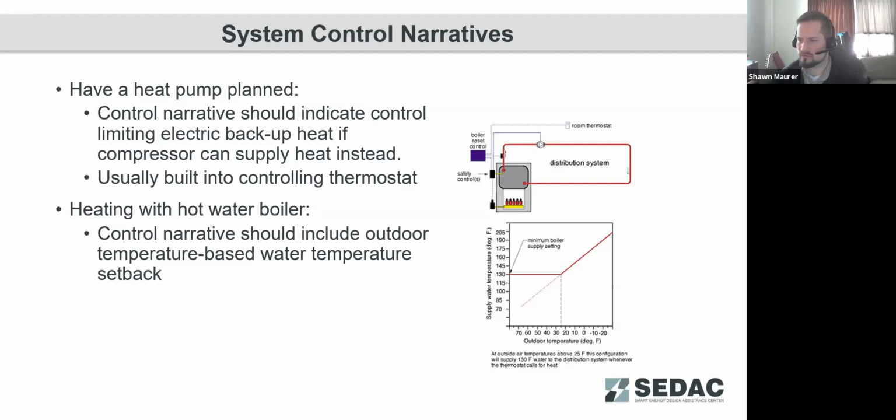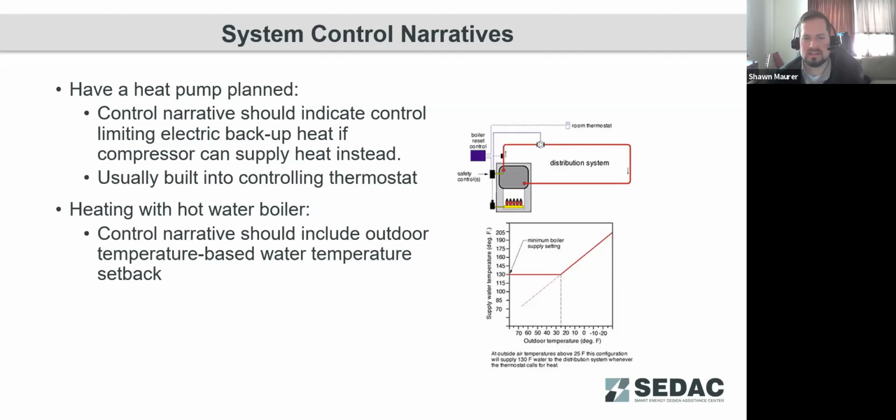And so your control narrative will have to document that that kind of control is in place. And usually that's built into the thermostats and things that control heat pumps these days. It's fairly standard, but it's important to document that for compliance purposes.